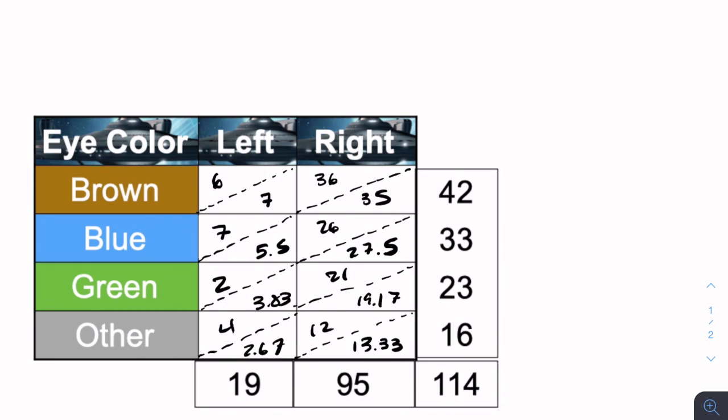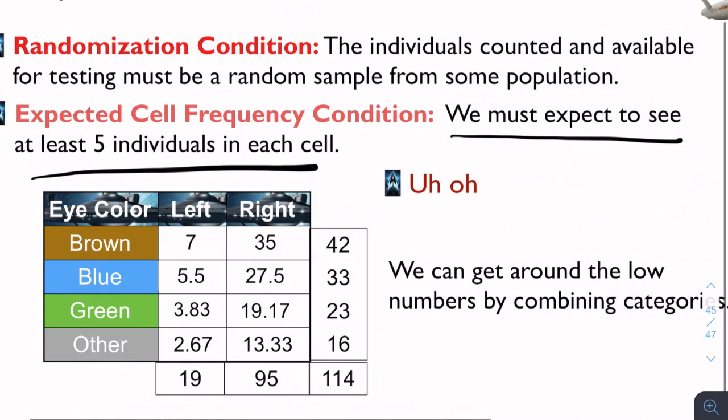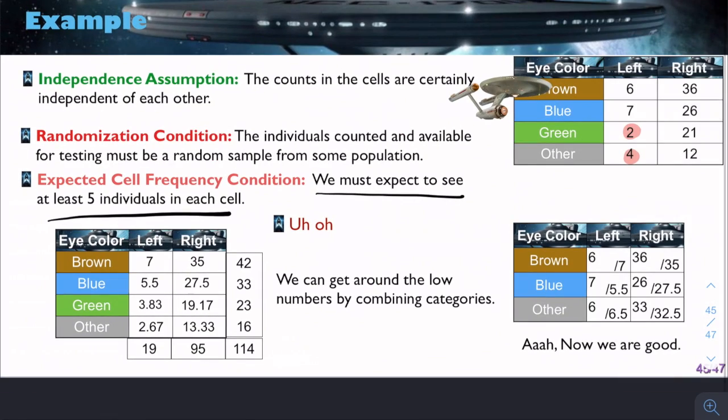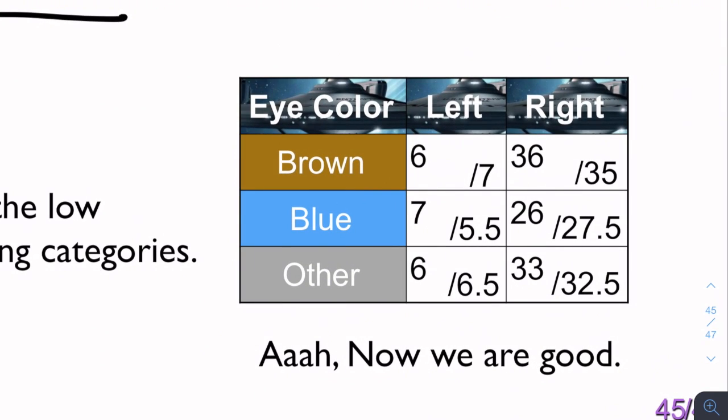And here's our issue again. If we're looking at our expected counts, we see that green and other are both underneath what we want them to be. So what we're going to end up doing to get around that is just combining green and other together. And if you go 3 plus 2, that's going to be 5. So our other category is just going to throw green in all together.